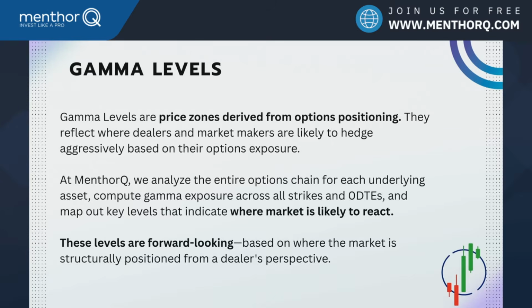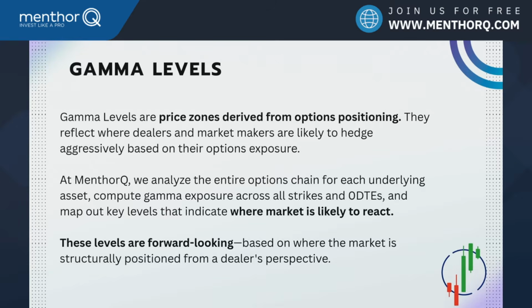So what we do at MenthorQ is we analyze the entire option chain for each underlying asset. We compute our gamma exposure models across all strikes, and also we have zero DTE options as well. And then what we do is we map out key levels that indicate where market flow is likely to react. So when we look at gamma levels, you always need to look at them as reaction areas where institutions are more likely to react when the price reaches those areas.